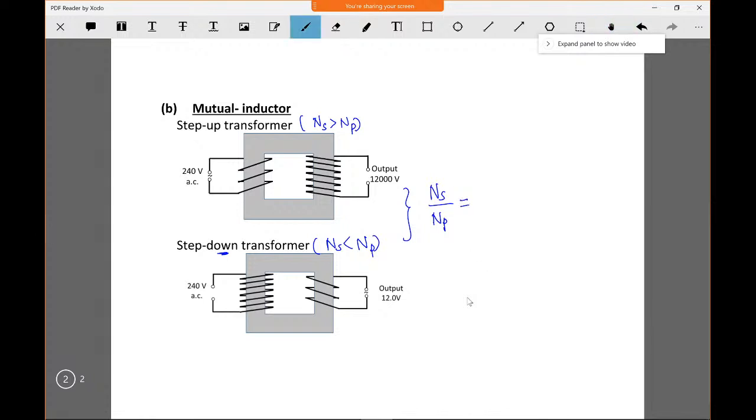The ratio of the number of turns of secondary to primary is equal to the voltage of secondary over the voltage in primary coil. However, current is the opposite way. It is primary over secondary. So both of them use the same ratio in order to find the voltage, current or the number of turns.